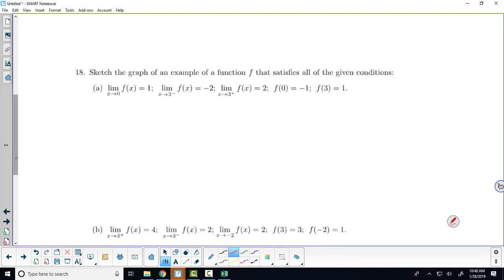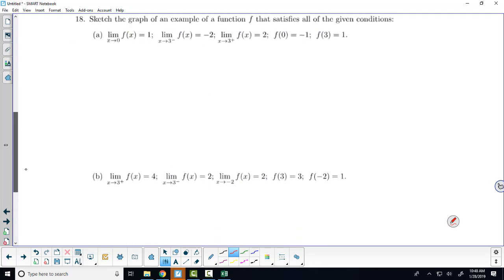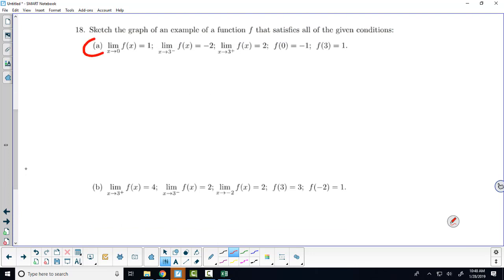So I'd like everyone to turn to, I think, page 7. I'd like you to try 18A in your groups. Okay, go ahead and work together on this. See if you can do 18A. And you will have a test question like this.